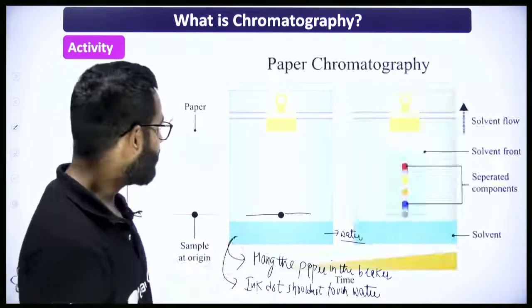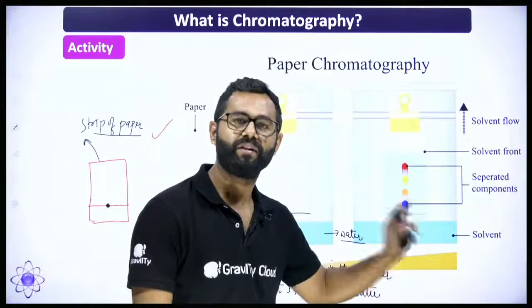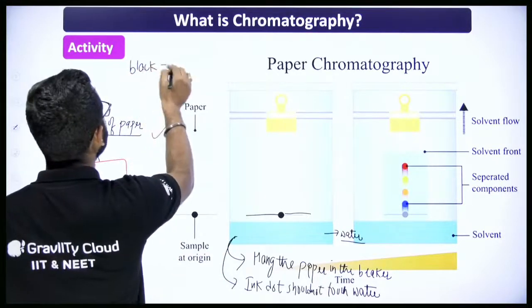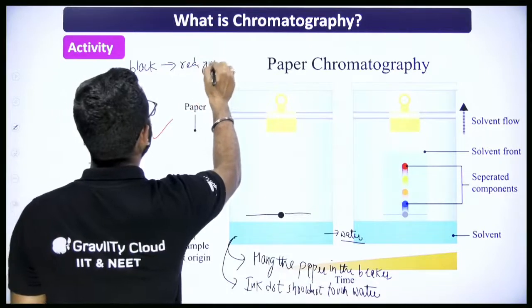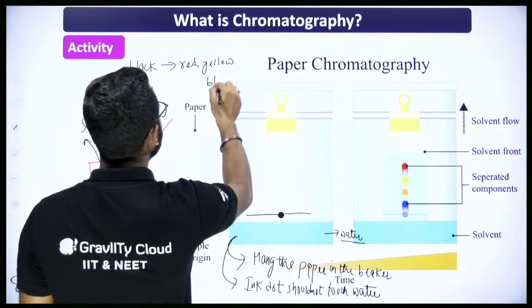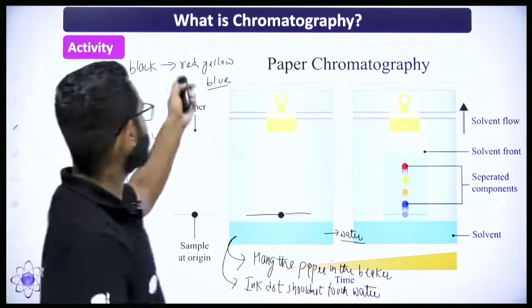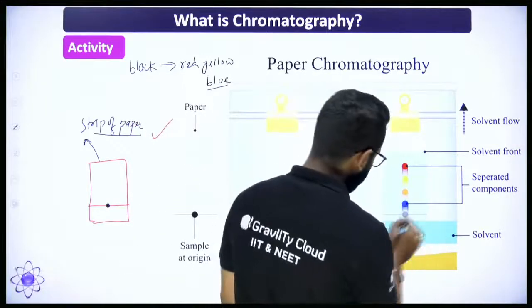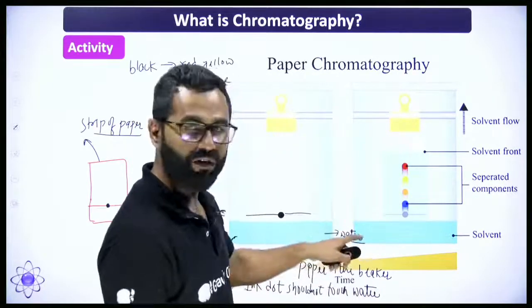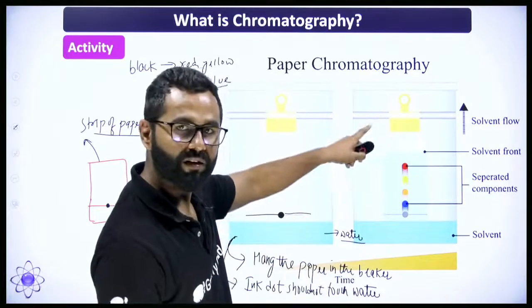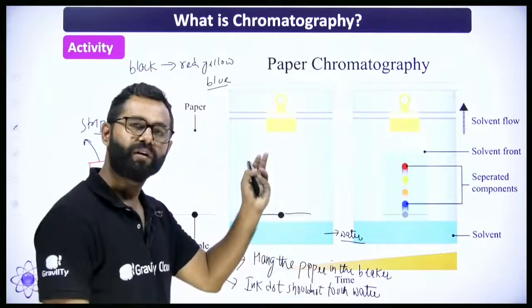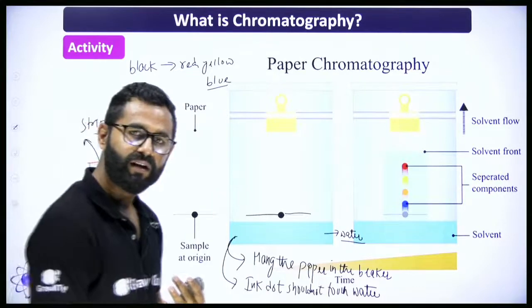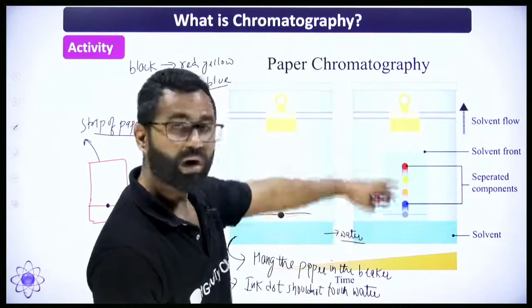You will see what happens with time. As we know, the black color is made up of three different colors: red, yellow and blue. You will see as the time passes that this solvent, which is water, will go up the paper, because the paper strip will absorb the water. When it absorbs the water, the water goes up.